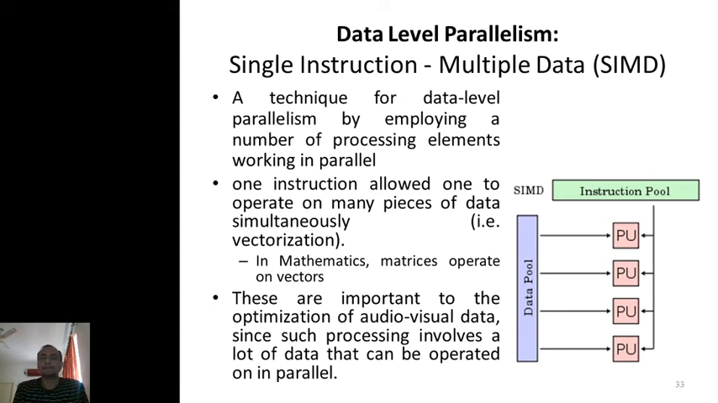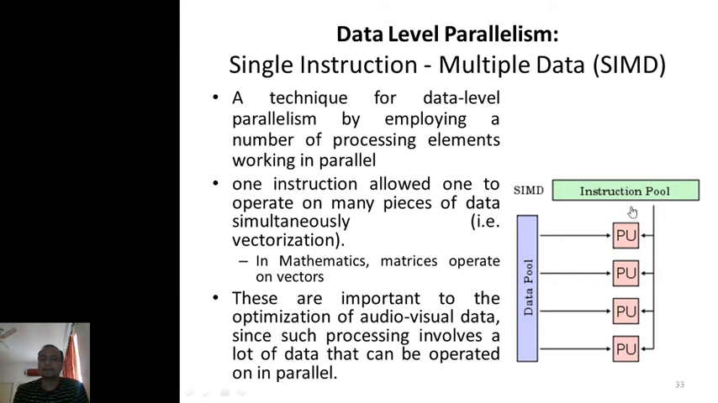Data level parallelism is achieved by SIMD, which stands for single instruction multiple data. Here the instruction is one, but that one instruction operates on multiple data. Say add A1 B1, A2 B2, A3 B3, A4 B4. The instruction is only add, but it adds A1 and B1, A2 and B2, A3 and B3, and A4 and B4. The operation is the same, the instruction is single, but it works on multiple data.